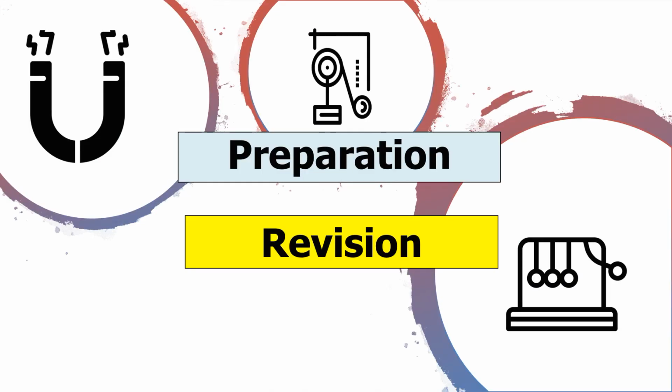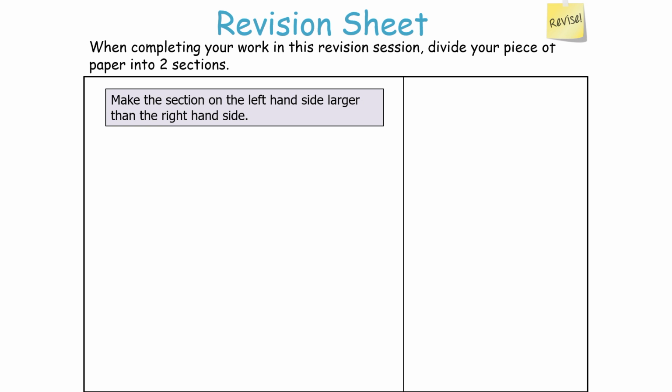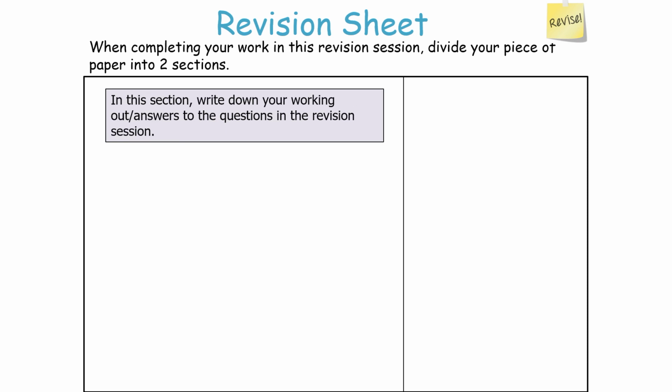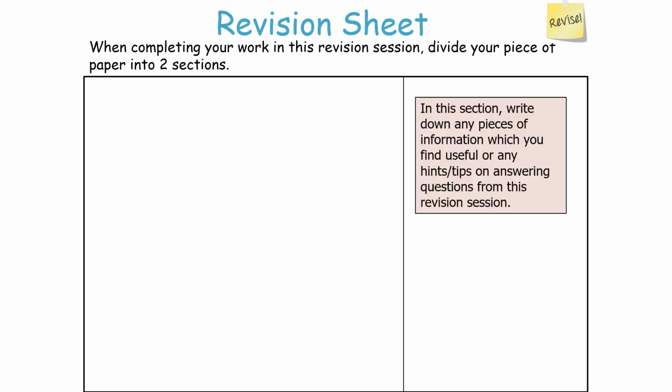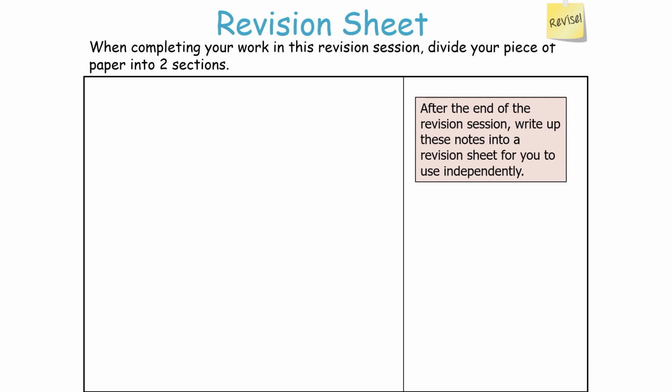Now, to carry out this revision session successfully, I would suggest you divide your piece of paper into two sections. Make the section on the left hand side larger than the right hand side, and in the left hand side write down your working out or answers to the question in the revision session. When you do this, make sure you write your answers in full sentences and show your full working out on calculations, whilst on the right hand side write down any piece of information you find useful or any hints and tips on answering questions gained from this revision session. Then after the revision session, write up these notes into a revision sheet for you to use independently.